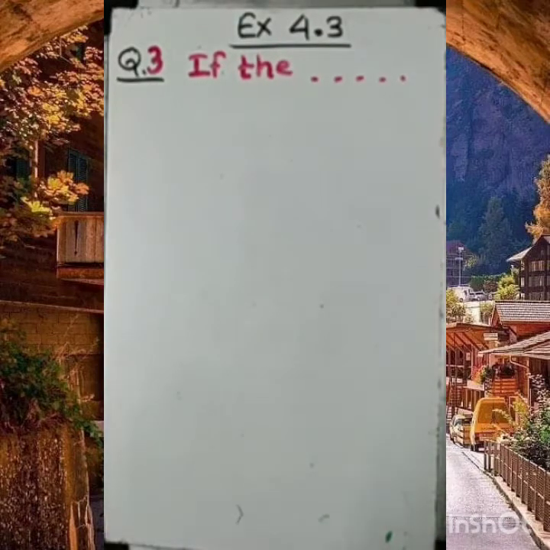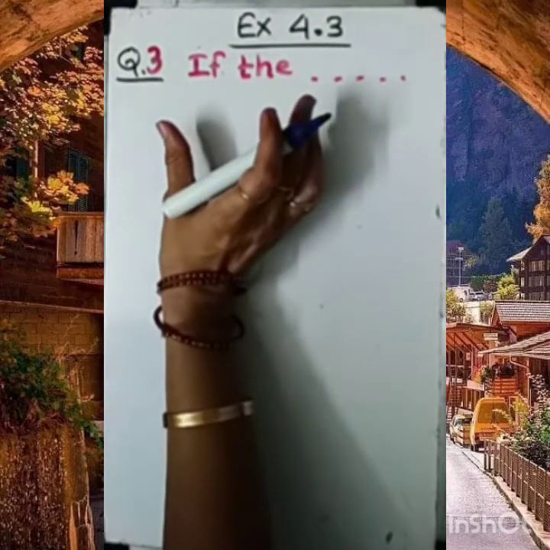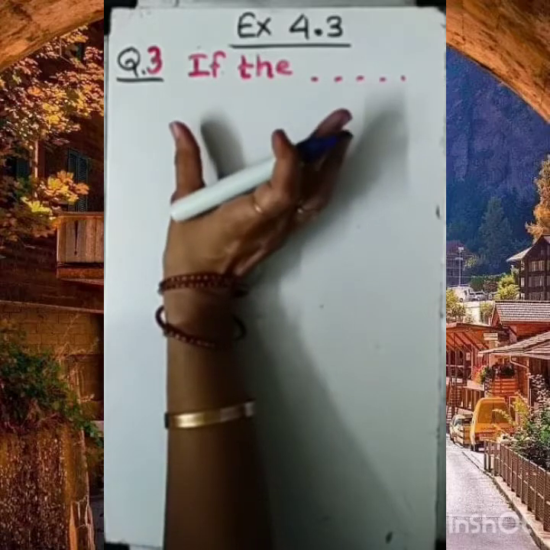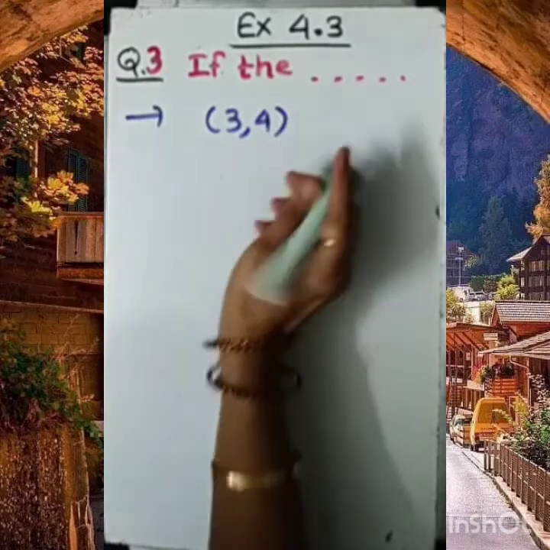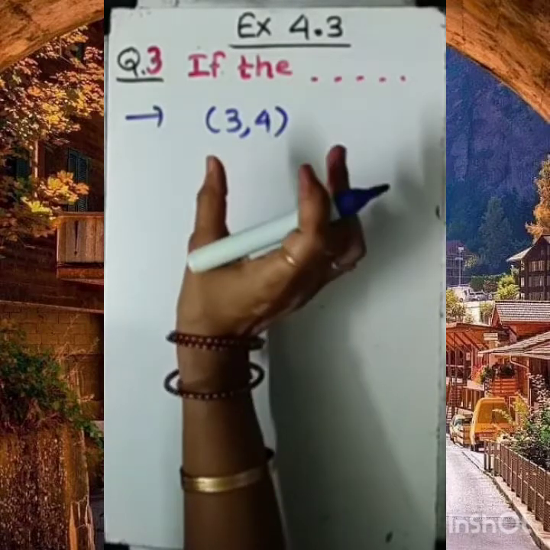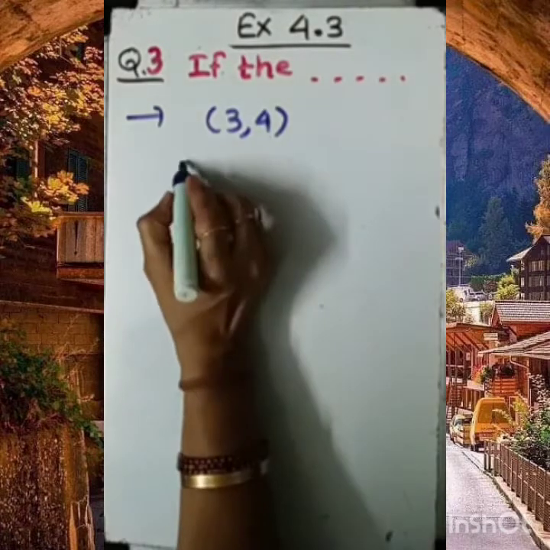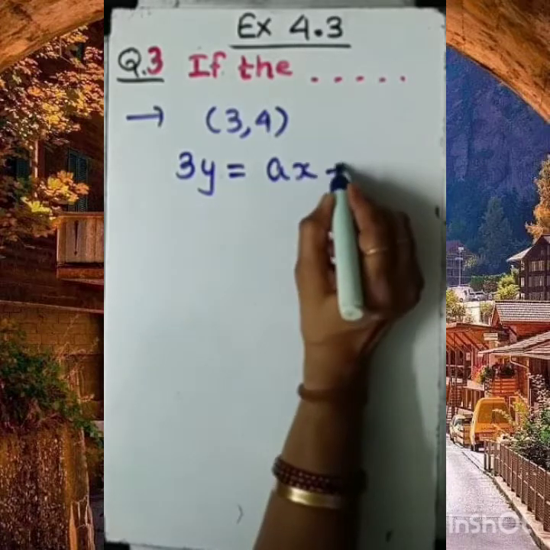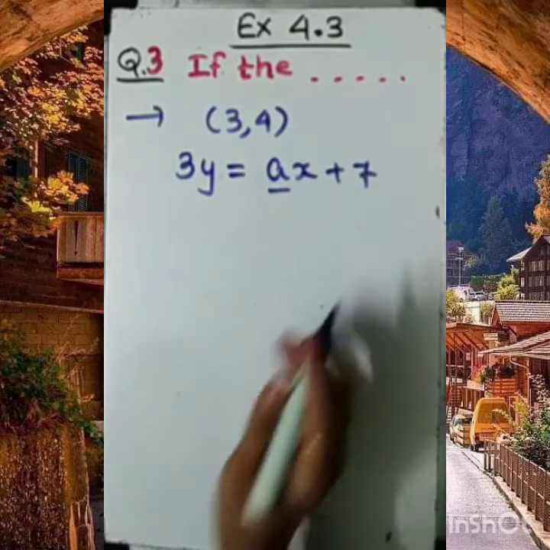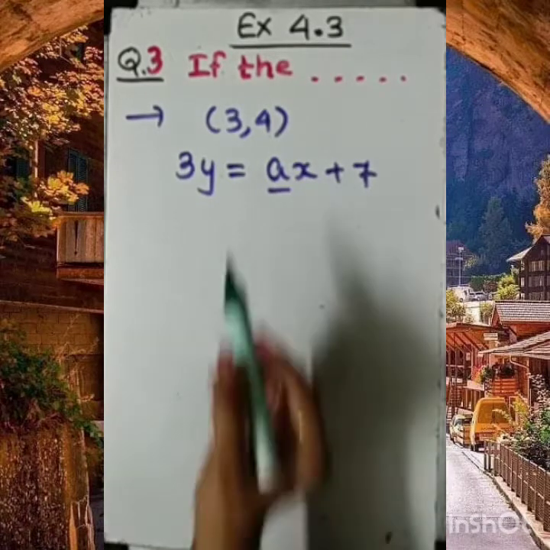Very simple, very easy. Here we are having (3, 4), which lies on the graph, right? We are given the point (3, 4). This point passes through the graph of the linear equation given in the question, 3y equal to ax plus 7, and we want to find the value of the unknown variable a. Very simple, dear student, nothing to do in that. Only and only we need to substitute this value.